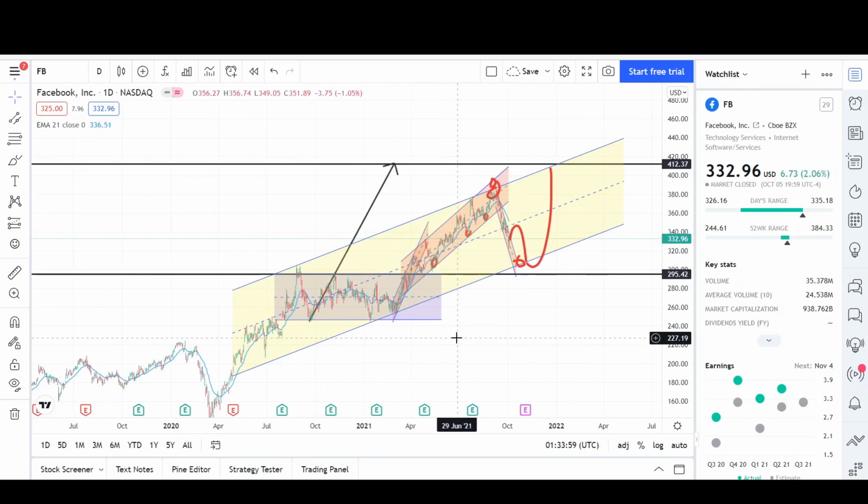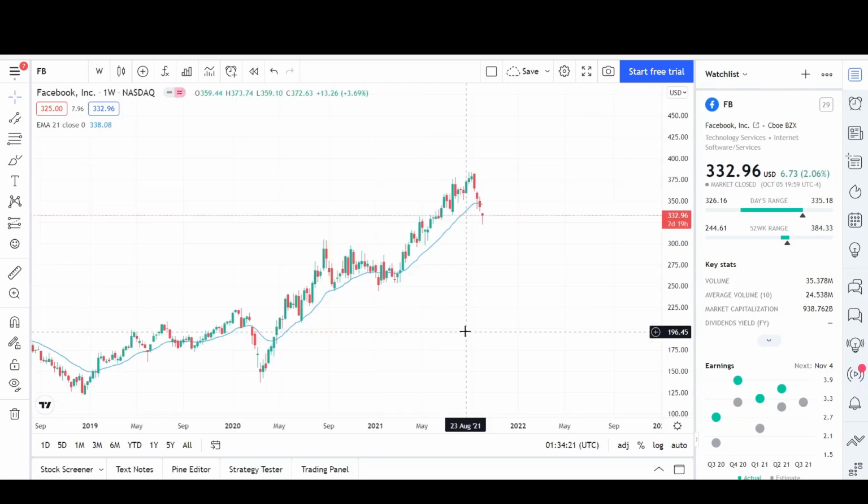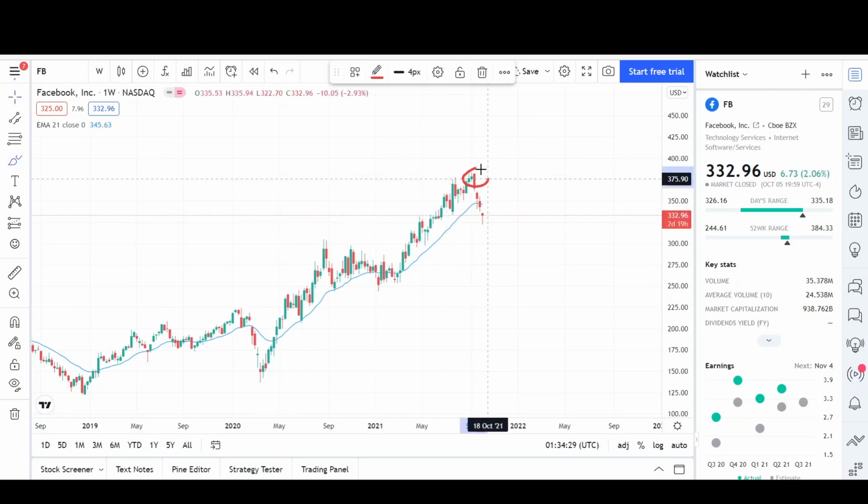So let's go ahead and take a look at the weekly chart. There's nothing much to say on the weekly chart. I pretty much said everything on the daily chart. As you can see here, prices were far away from the EMA for quite a long time, and we got extended from it. So sooner or later, we were due for a pullback, and this is what's happening right now.